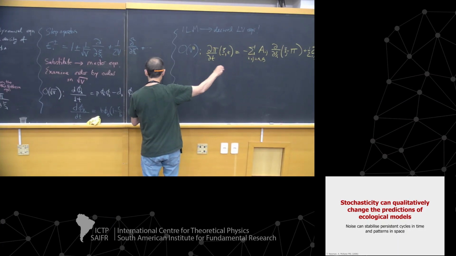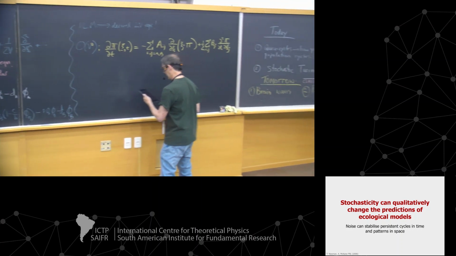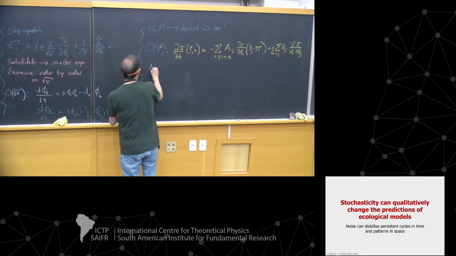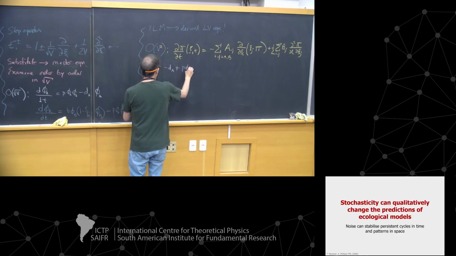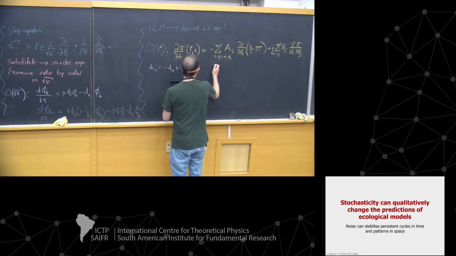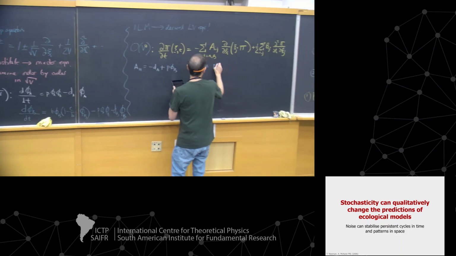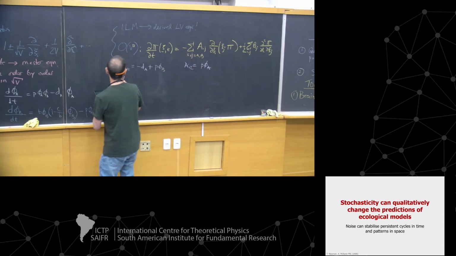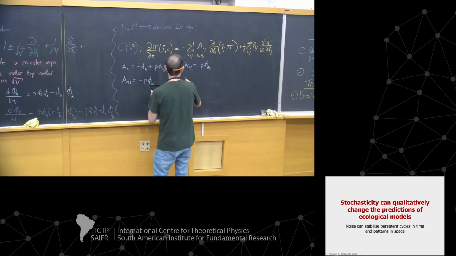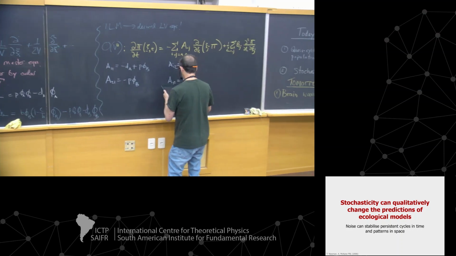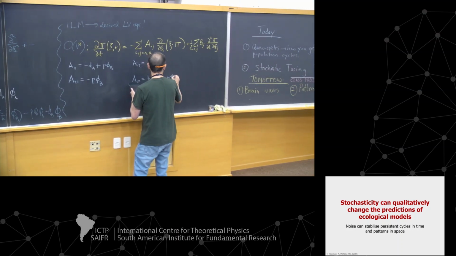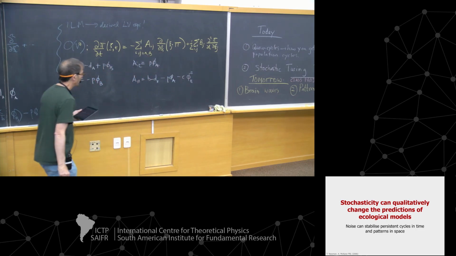So you do that calculation, and then you find that there's two matrices, A and B, and now I will write for you what those matrices are. So A11 is minus dA plus P phi B. A12 equals P phi A. A21 is minus P phi B. And A22 is equal to B minus the death rate of the prey minus P phi A minus C phi B squared. So those are the coefficients.